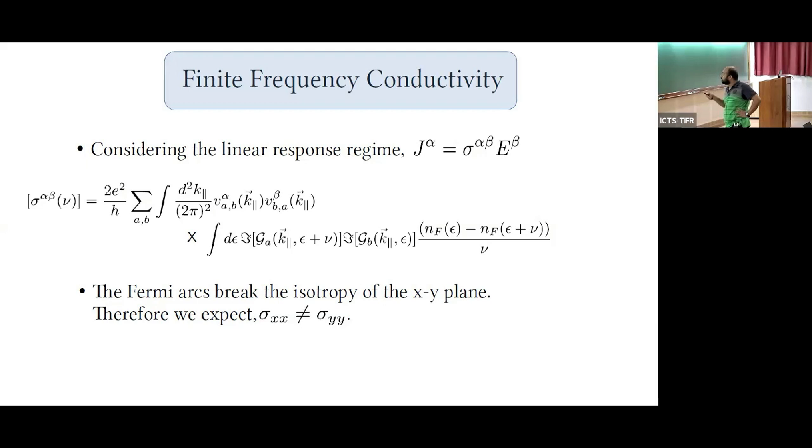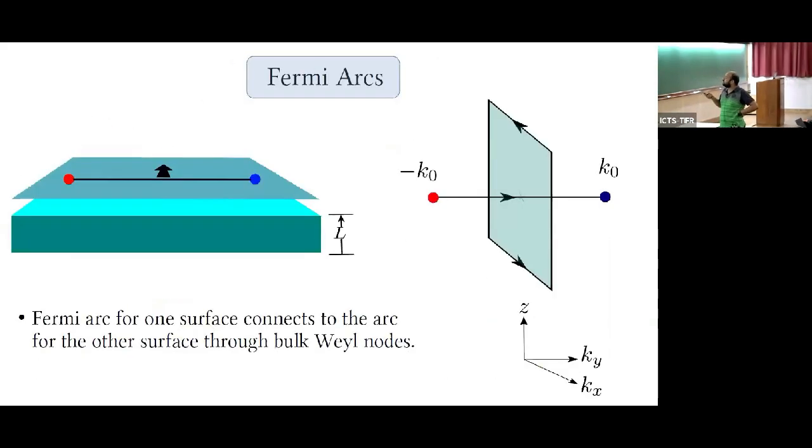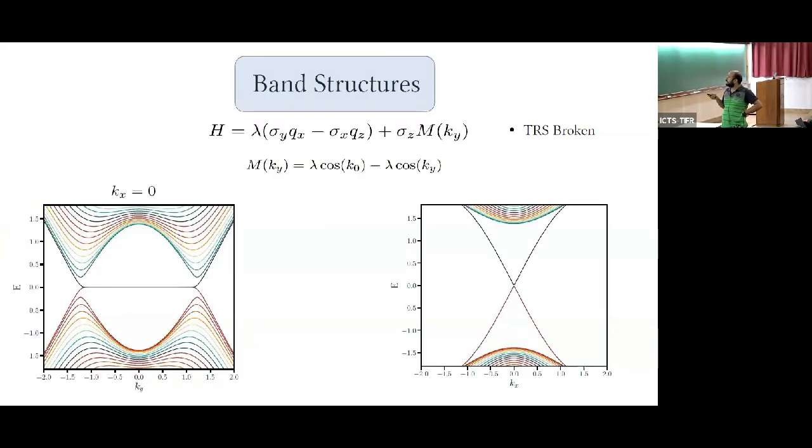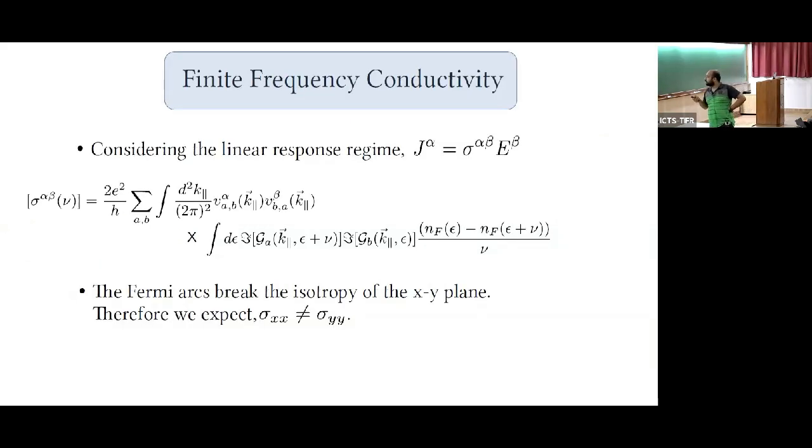Here this is a Fermi function. Let's say that A, B are the band indices, and alpha, beta are the xy indices, so in two directions we are seeing the conductivity. What it says is that all those bands that actually contribute to the conductivity are those that lie between -nu and 0. And in the case of the Fermi arcs, we see that they propagate in a particular direction, so that apparently breaks the isotropy in the xy plane. So we can't expect that sigma xx would be equal to sigma yy.